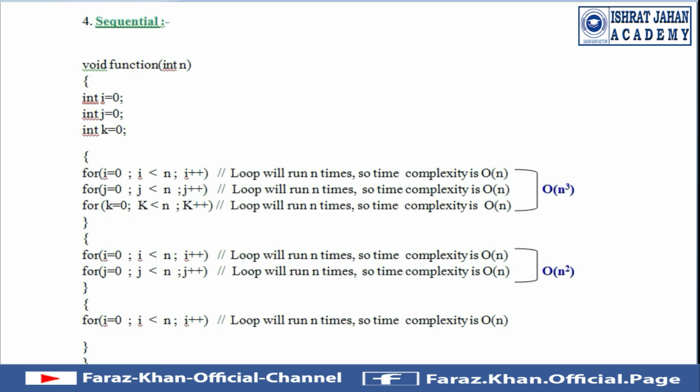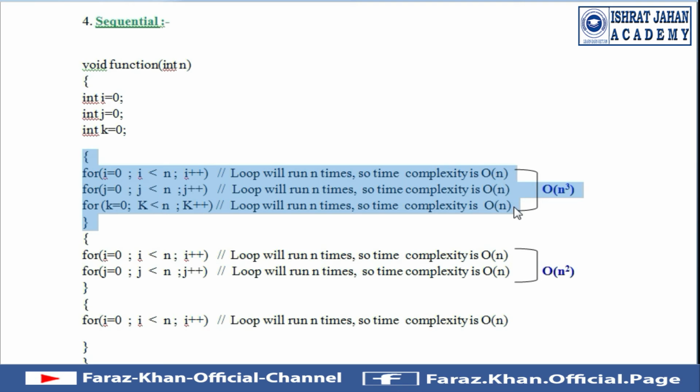So here is an example code of sequential data. Here I have initialized three variables: i is equal to 0, j is equal to 0, k is equal to 0. Right? In the first body, I have used three loops. You can see that the first loop will run n number of times. The second loop will also run n number of times, so the complexity would be O(n), and the third loop will also run n number of times.